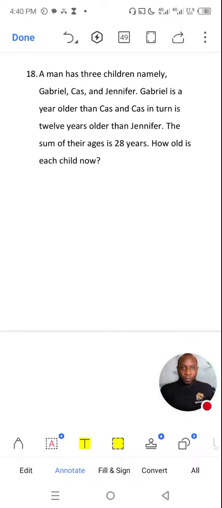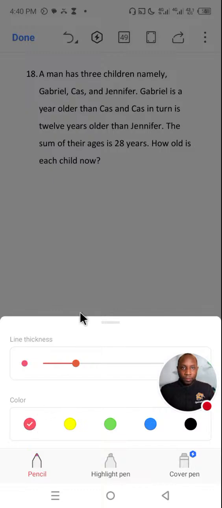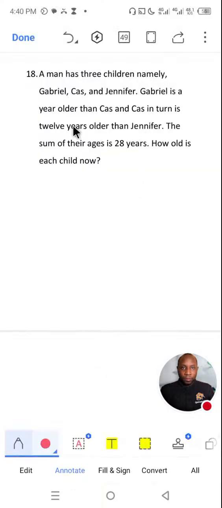Anyways, let's do it together. A man has three children, namely Gabriel, Cass, and Jennifer. Gabriel is a year older than Cass, but we don't know Cass's age. And Cass in turn is 12 years older than Jennifer. We still do not know Jennifer's age. So, do you know what you are going to do here? The last person that was mentioned, you start from there and you circle back. So, they said Cass in turn is 12 years older than Jennifer. We don't know Jennifer's age.